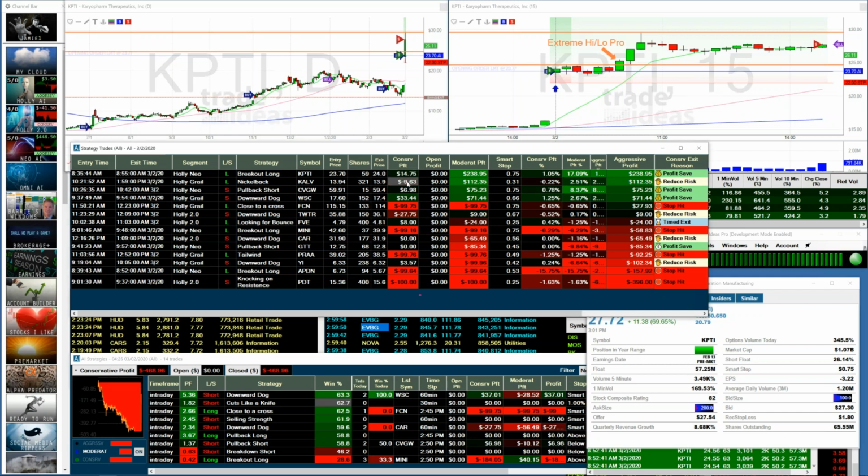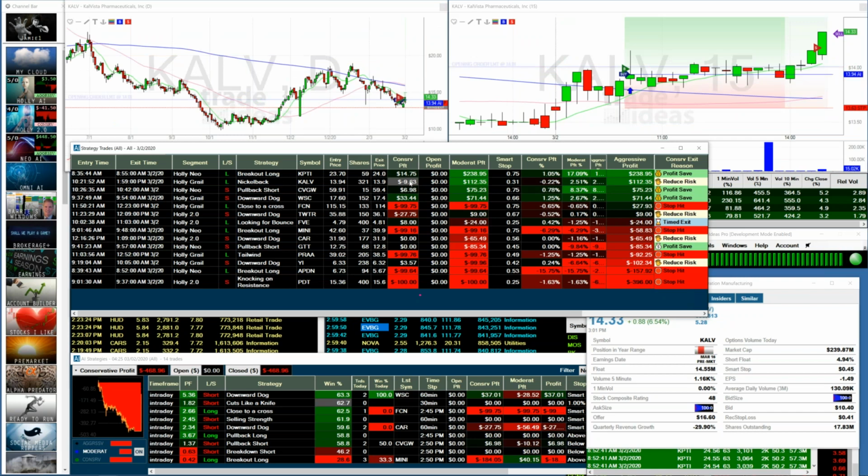This one not near as pretty, but the idea is the same. Holly taking a $9.63 loser in this one here. As we can see, stayed in the trade a good while. Entry time was 10:21. Held it almost about an hour before the close, because that's what the strategy had a longer hold time, but she still reduced the risk on it.